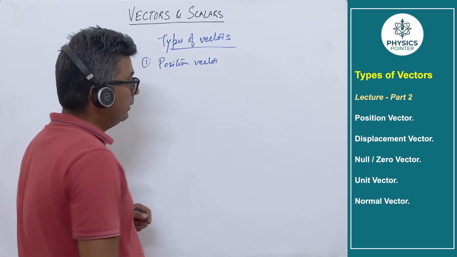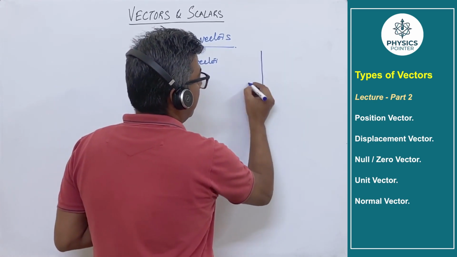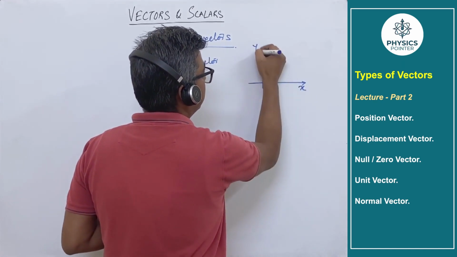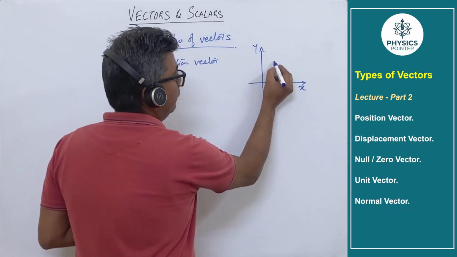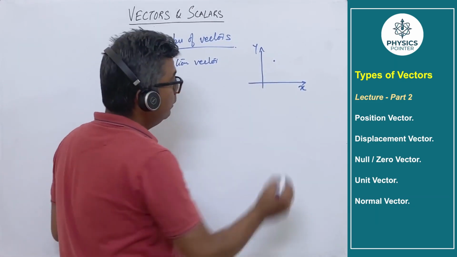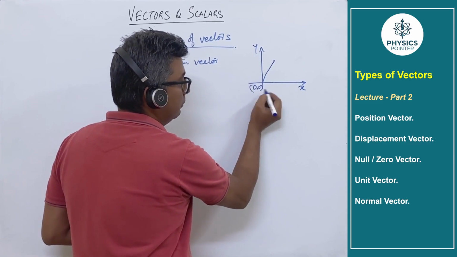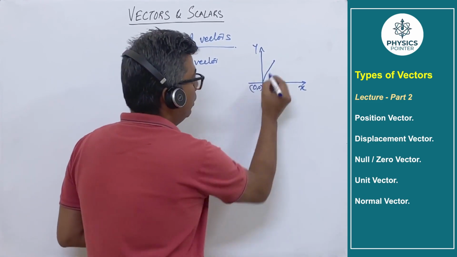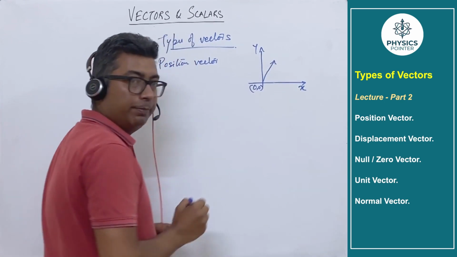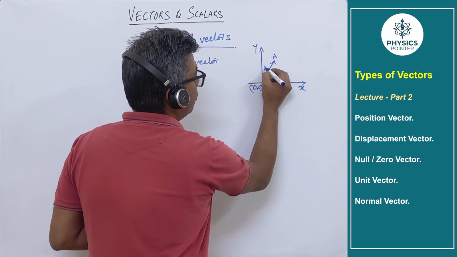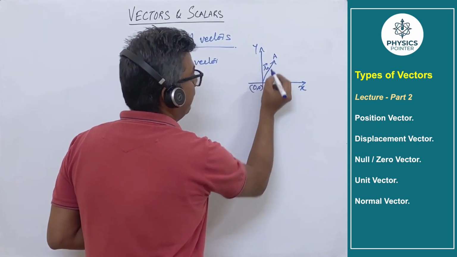What is a position vector? If I take a Cartesian system, X and Y, and this is a position of a body, so if I draw something from the actual origin, here we are talking about the actual origin, this is a position vector for this point. Let's say this point is A. So I can name it as the RA vector.